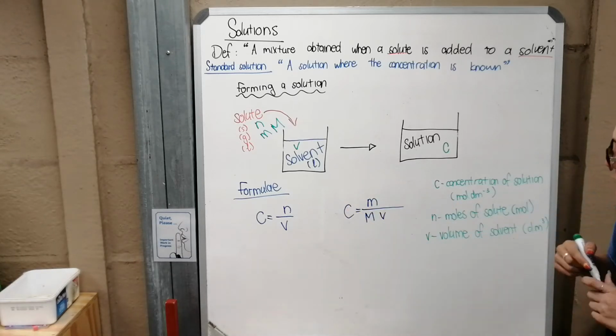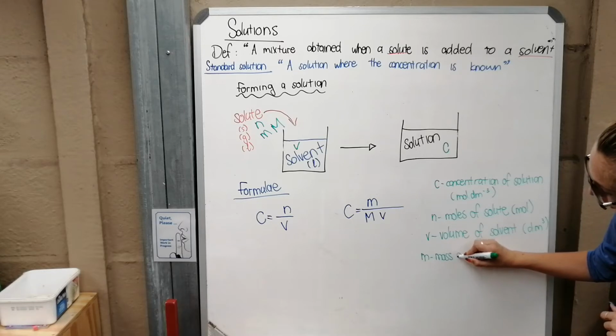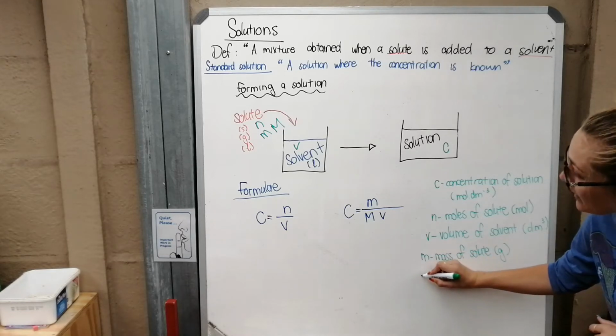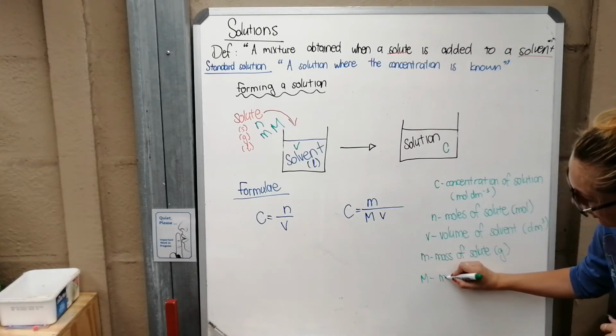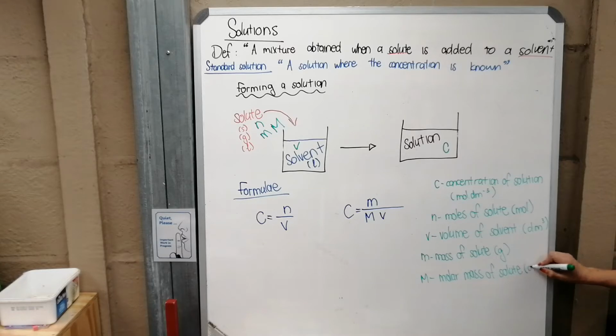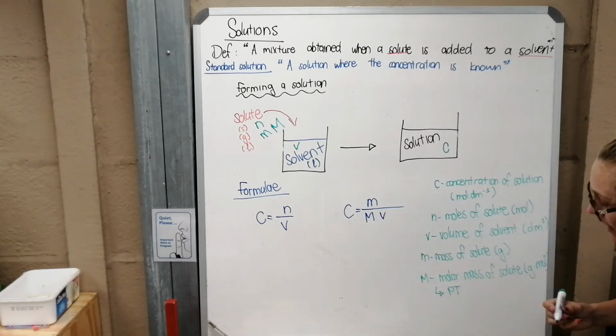And then moving on to this formula, we've got m there. This is going to be the mass of your solute in grams. And what else do we have? Molar mass. M is the molar mass of, again, your solute, and this is always measured in grams per mole. Okay, I can't close the bracket there. And a reminder, this you get off of your periodic table.